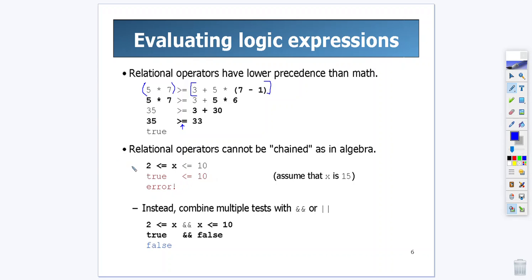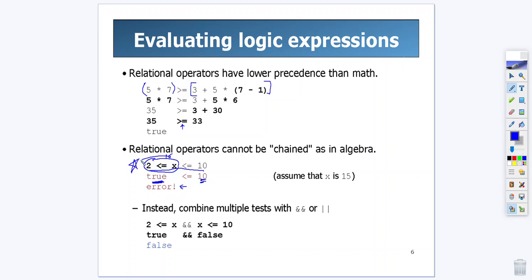Be careful though. This is a common error that students want to make. This does not translate to computer science, because what's going to happen is it's going to evaluate from left to right, and so it's going to compare 2 to x. So let's say x is 15. So 2 is less than or equal to x. That's true. But then how can you compare true to a numeric value? You really can't. And so you would end up with an error.